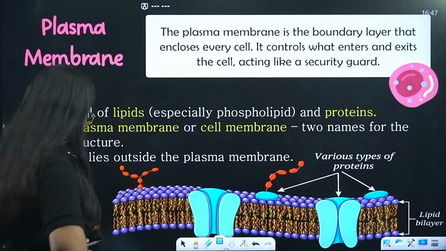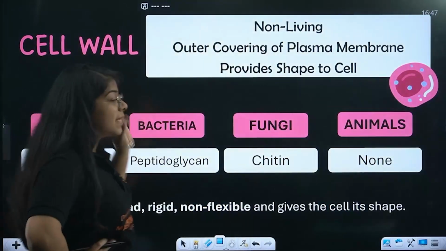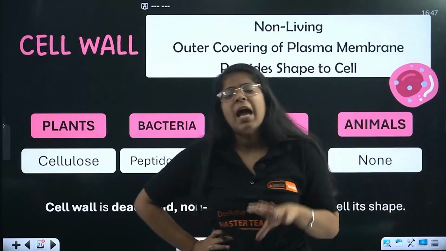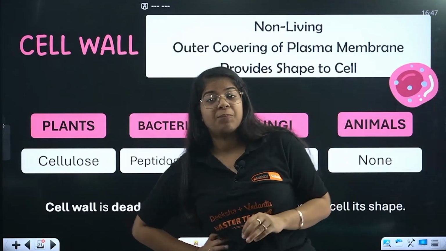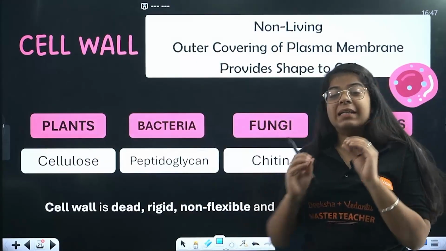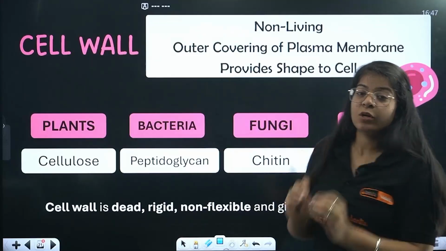Outside the plasma membrane we have the cell wall. The cell wall is non-living, it is dead. It is the outer covering of the plasma membrane, and it provides shape to our cell. Now the cell wall of plants is made of cellulose. The cell wall of bacteria is made of peptidoglycan.